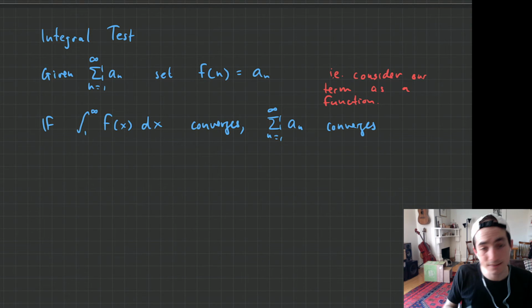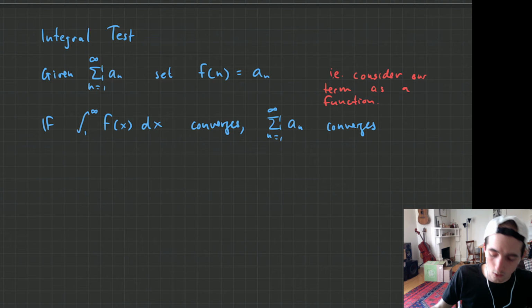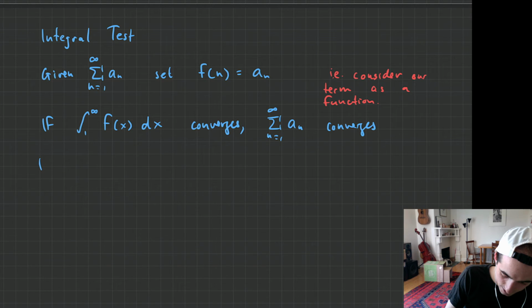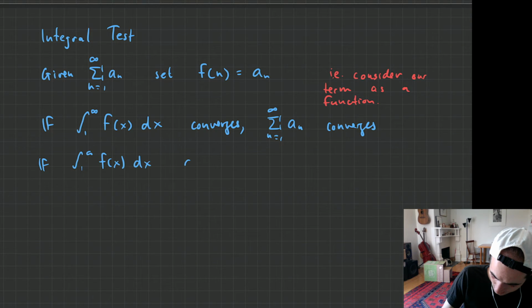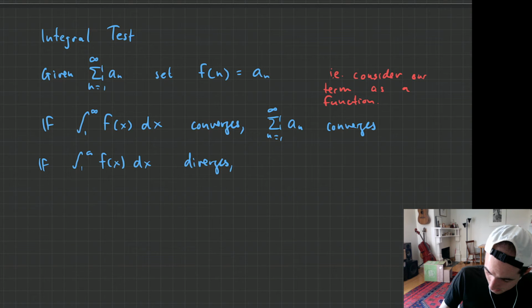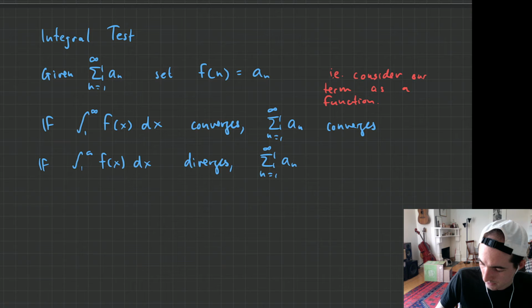And in fact, this is an if and only if statement. So I'll just write it the long way: if the integral from 1 to infinity of f of x dx diverges, then this diverges as well. a sub n diverges.